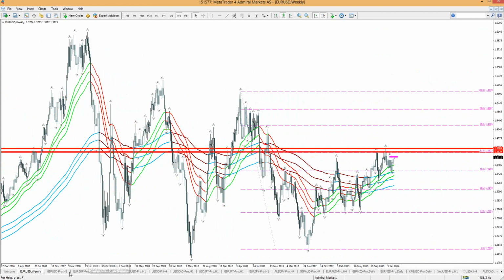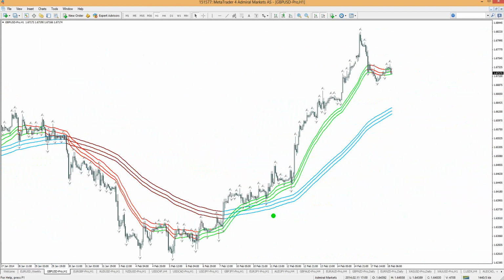So let's take a look at the pound dollar. Pound is definitely not a range trade because look at this trend, right? Very, very powerful, very steep moving averages, green moving averages, very steep blue ones as well. So a lot of momentum here, big trend on the hourly. Certainly no choppiness.